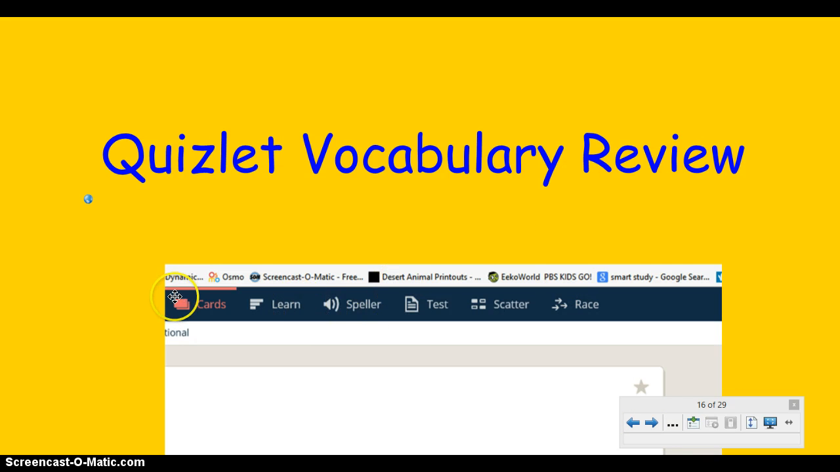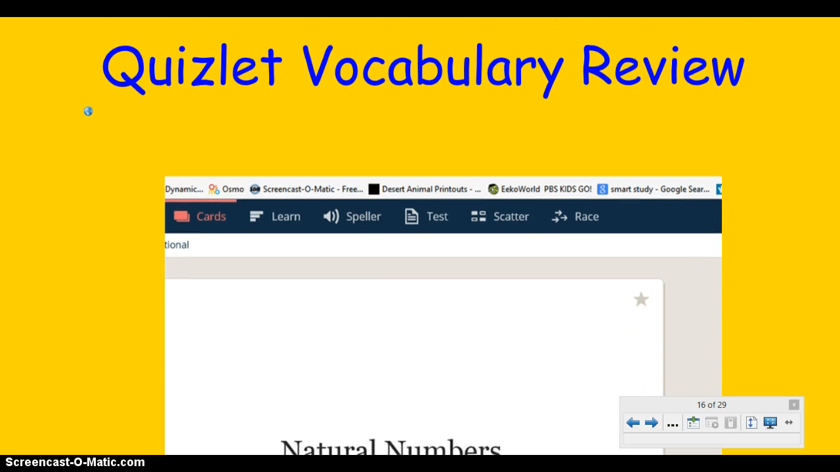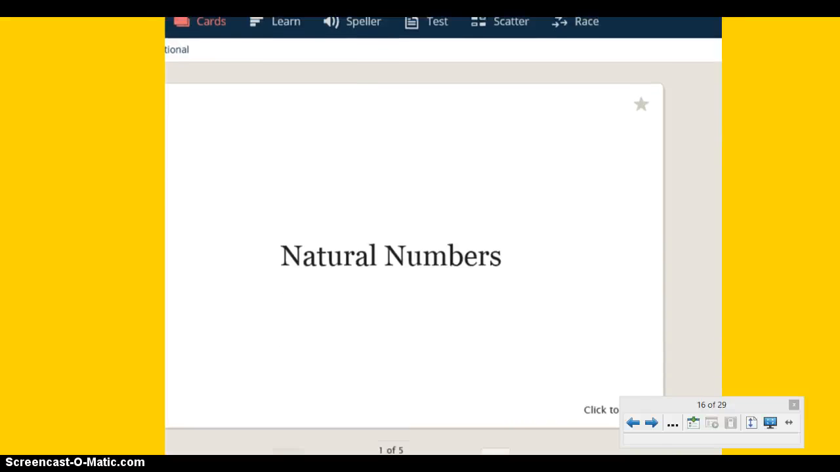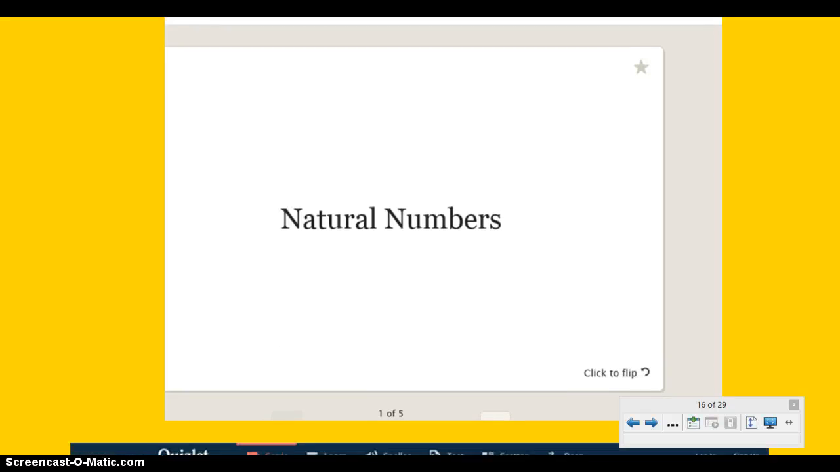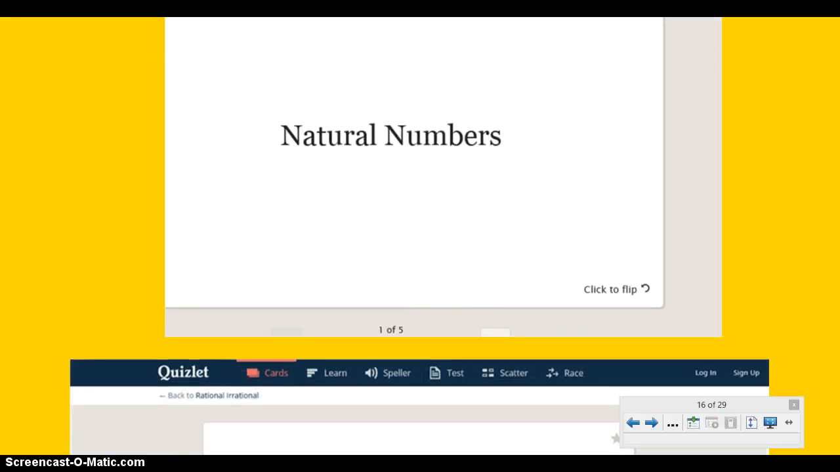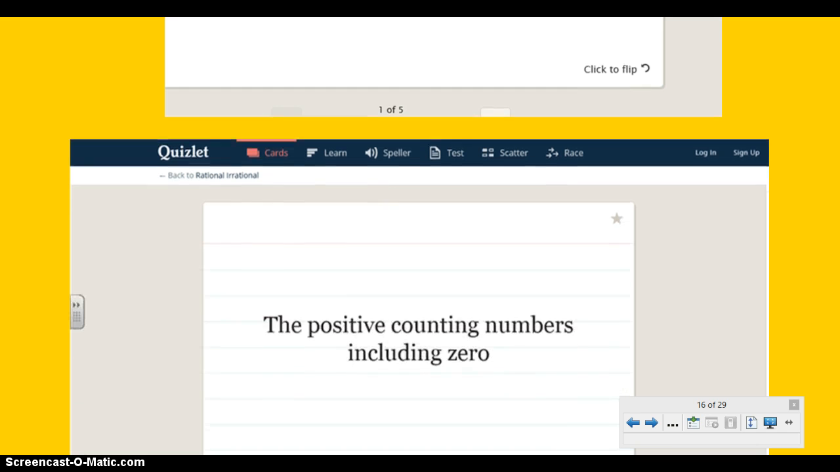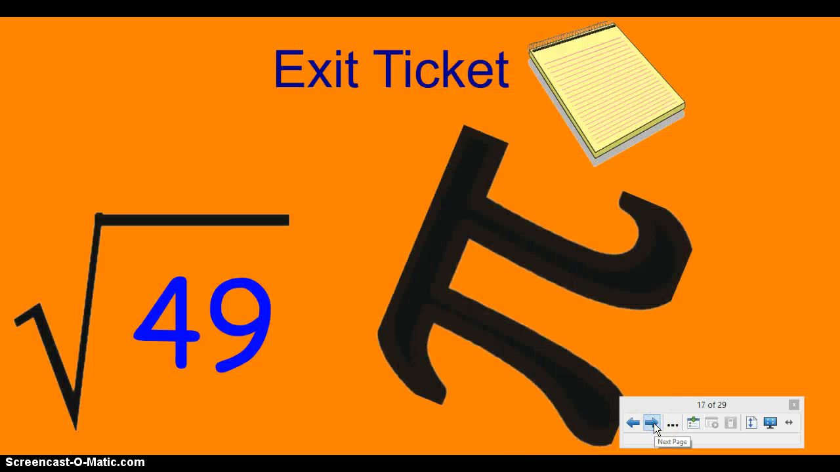Quizlet is one of the interactive technology websites that was used during this lesson that allowed students to come and practice their vocabulary or to use the vocabulary to answer their questions. Natural numbers, and if you visited Quizlet, you tap the button where it says click to flip, and it gives you the positive counting numbers, including 0. So Quizlet was a source that they could use.